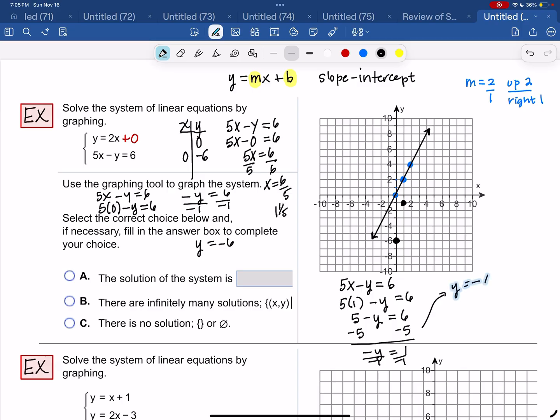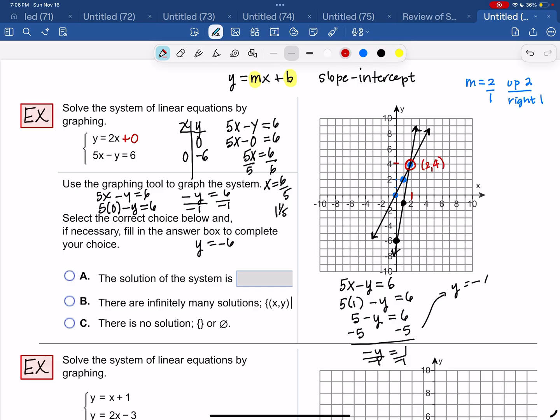Now I'm going to draw a straight line through those points and make sure that I am using my straight edge, and I can see that it appears that the lines cross here at 2, 4.